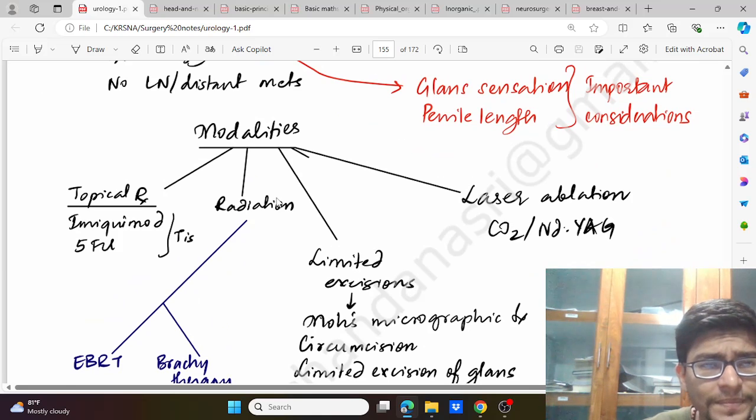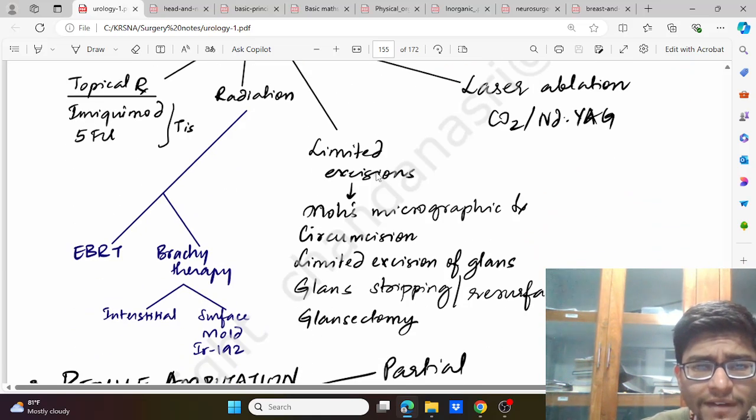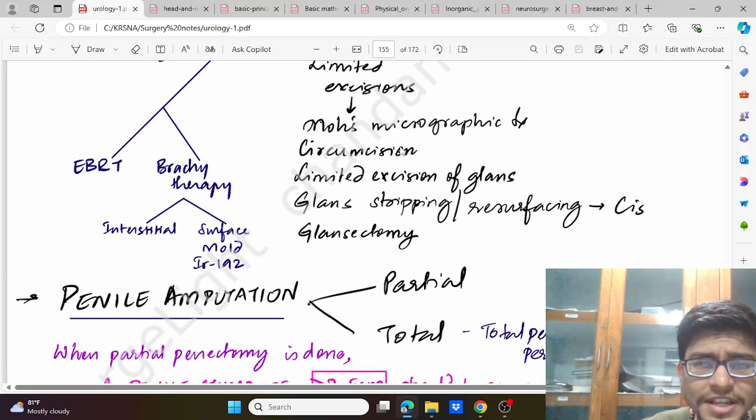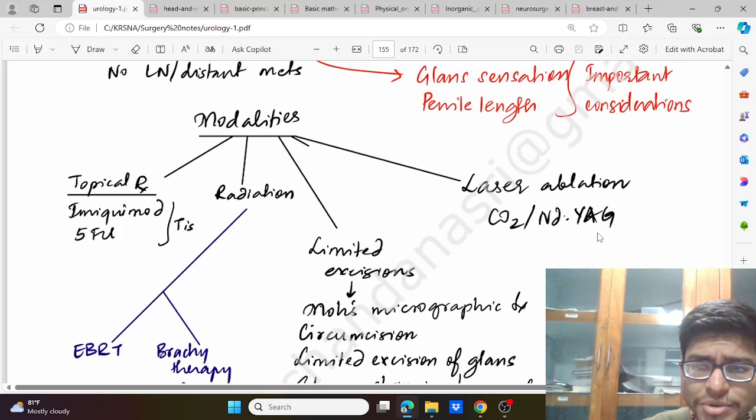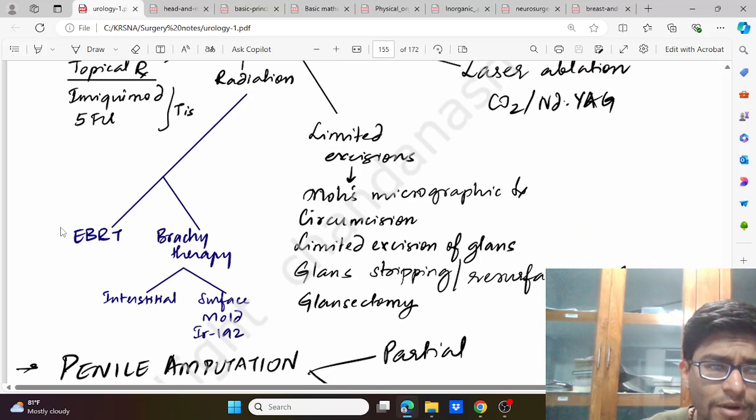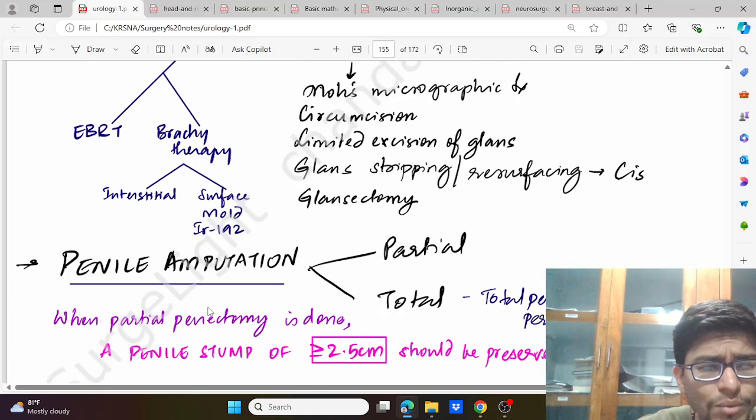So how can we go ahead? Modalities for treatment will be, commonly in surgery, we have limited excision, that is Mohs micrographic surgery, circumcision, limited excision of the glans, glans stripping and resurfacing for the tumor in situ, and glansectomy. Others we have laser ablation, that is CO2, Nd:YAG, topical therapy like imiquimod and 5-fluorouracil, radiation in the form of EBRT and brachytherapy. Then brachytherapy could be interstitial or surface mold iridium 192.